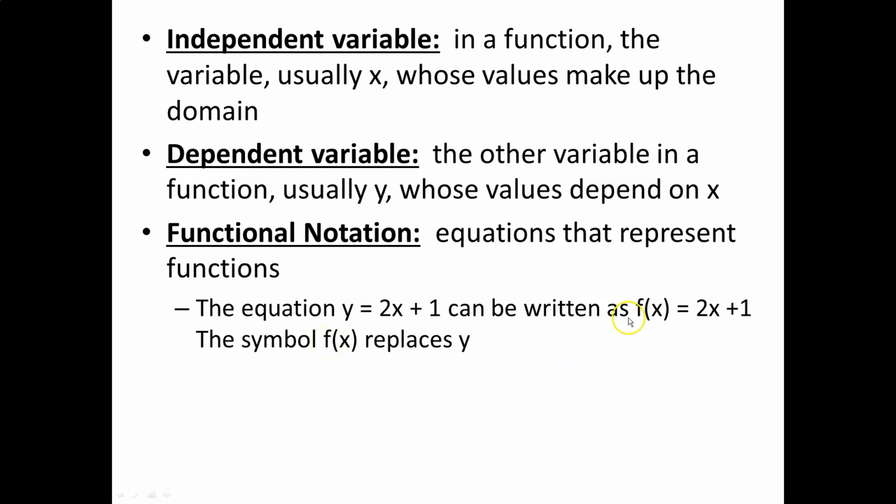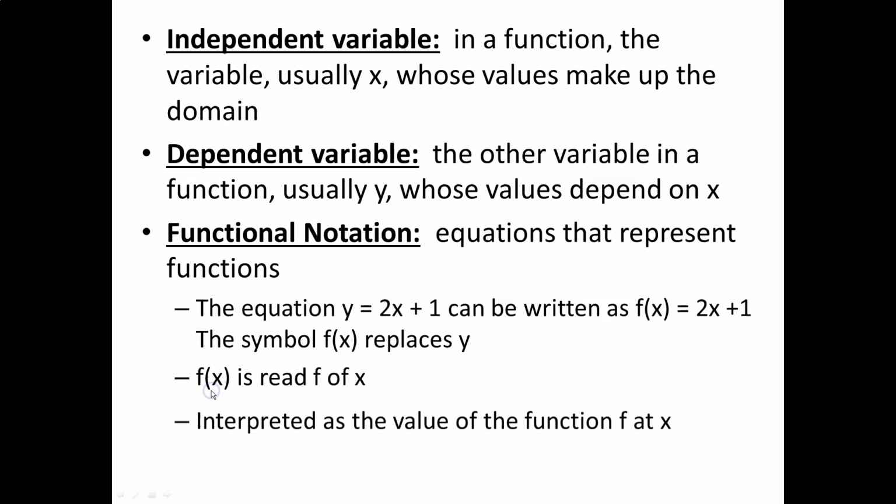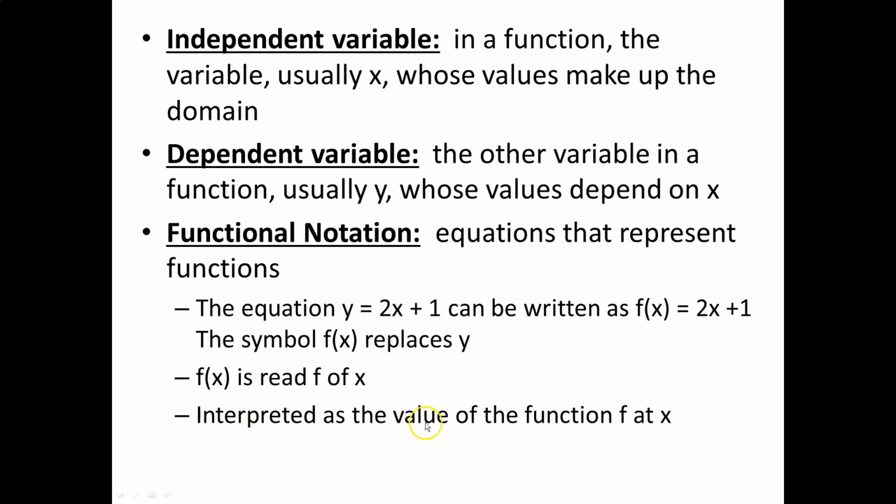We could name this function Marissa. This is Marissa that takes the variable x as an independent variable. Or we could call it George. But Marissa and George are long to write, so we're just calling this f. The function f with the variable x is 2x plus 1. And we say that as f of x, and it's interpreted as the value of the function f at x.